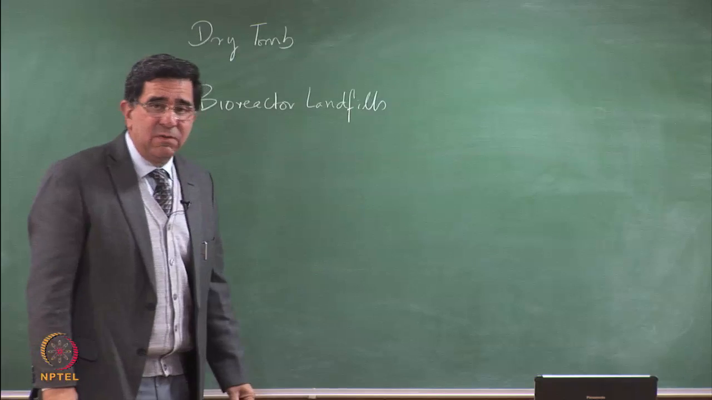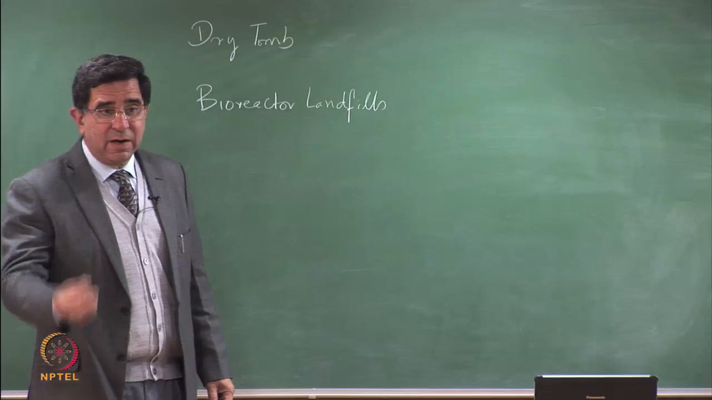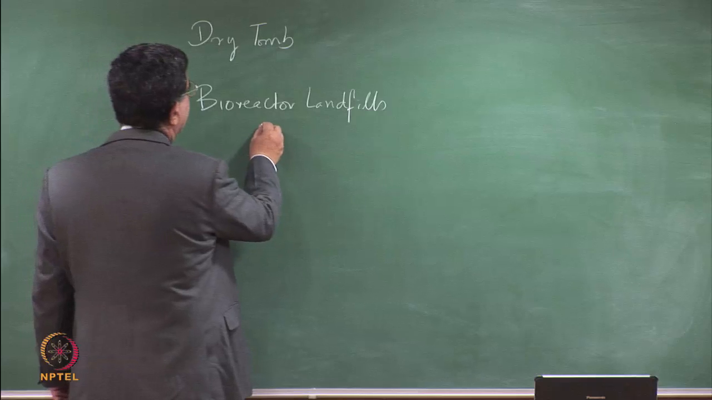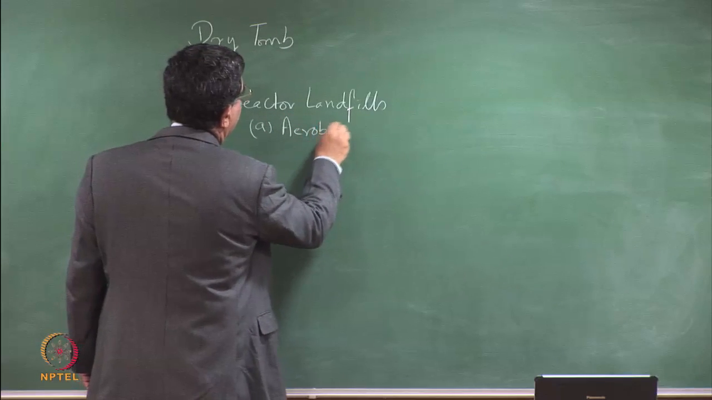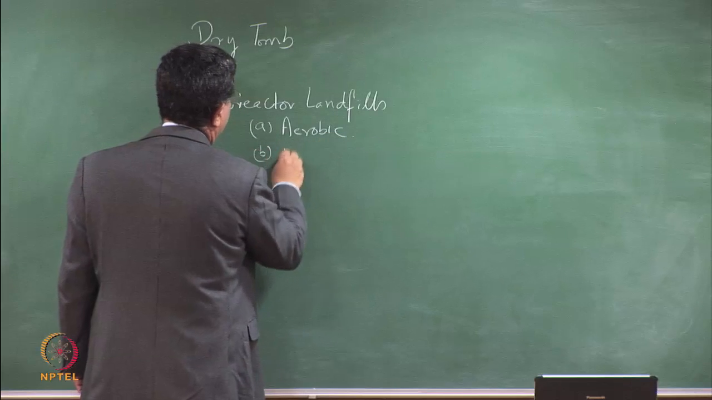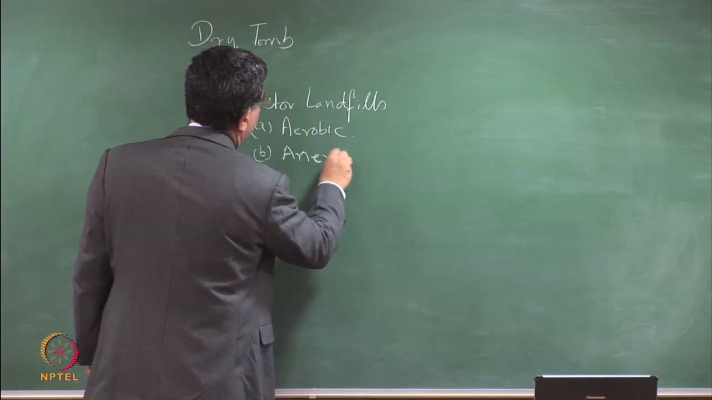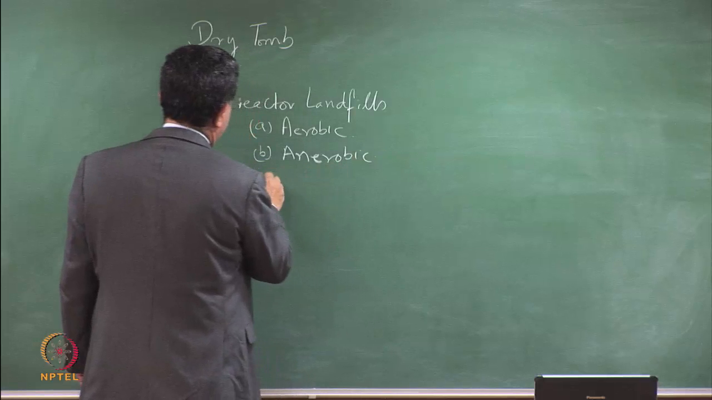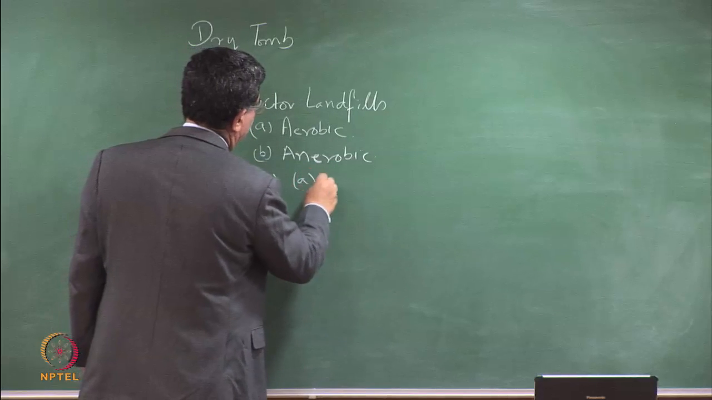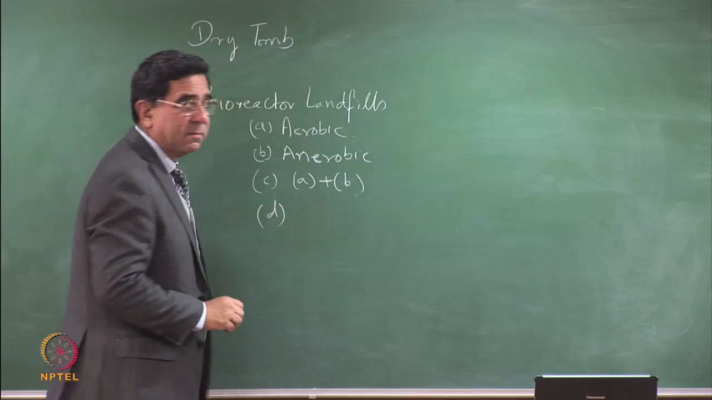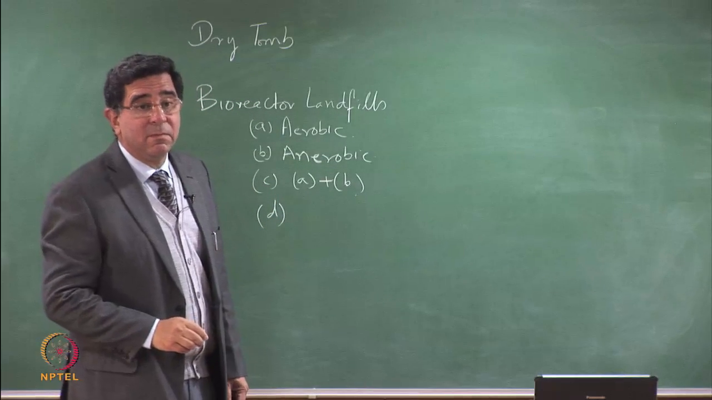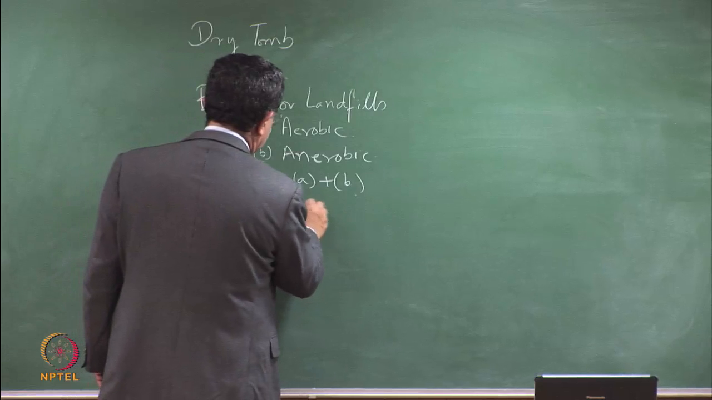So in bioreactor landfills, you said there are 4 types of bioreactor landfills. Okay, just tell me. Aerobic, anaerobic. Both aerobic and anaerobic. Facultative. Pardon? Facultative. Facultative.